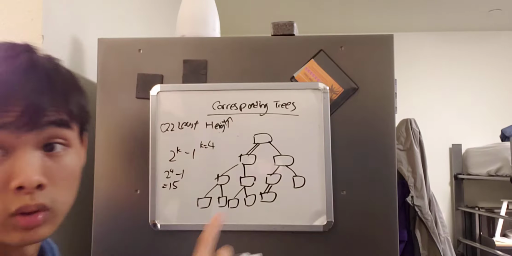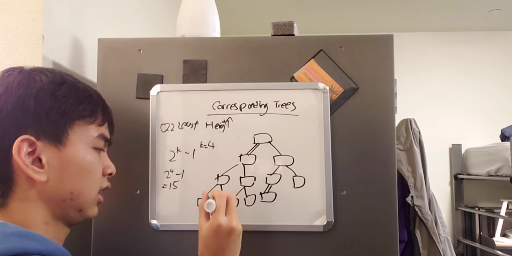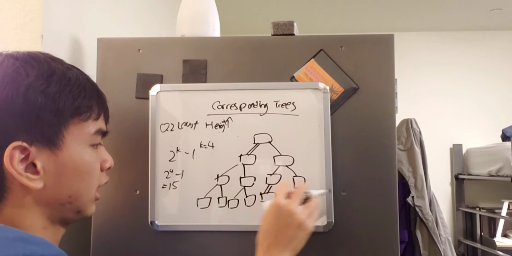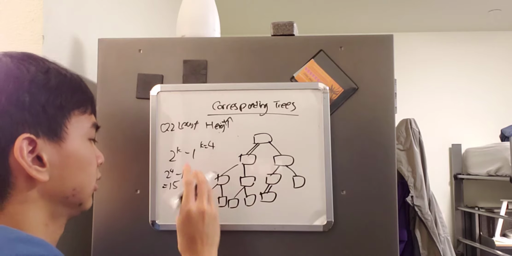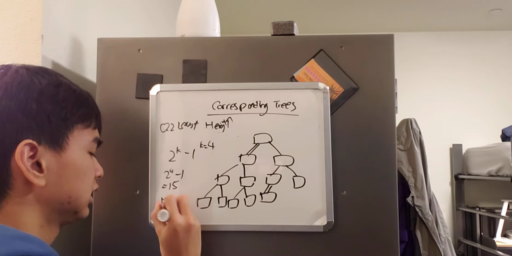And now we can just count how many nodes there are. 1, 2, 3, 4, 5, 6, 7, 8, 9, 10, 11, 12. So 15 minus 12 is 3. So the least amount is 3.